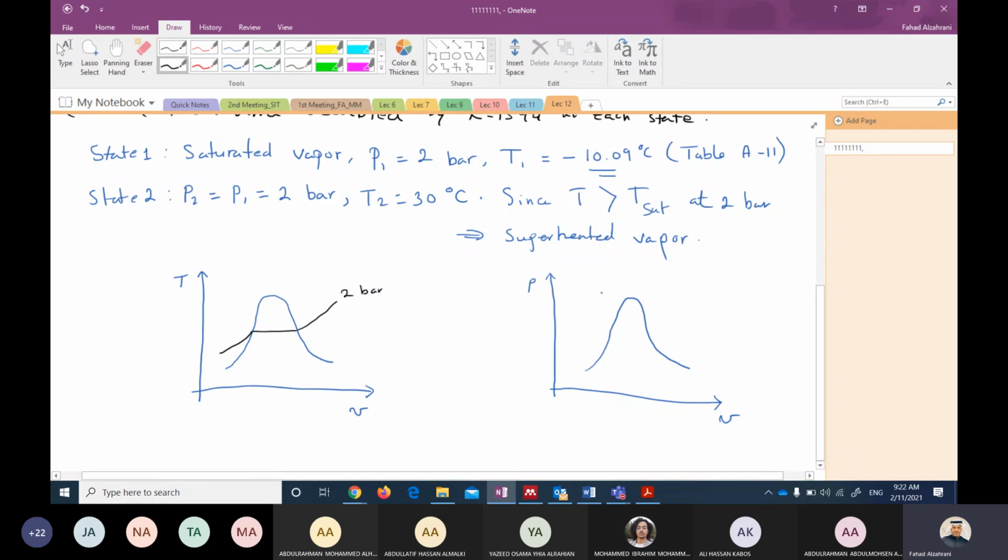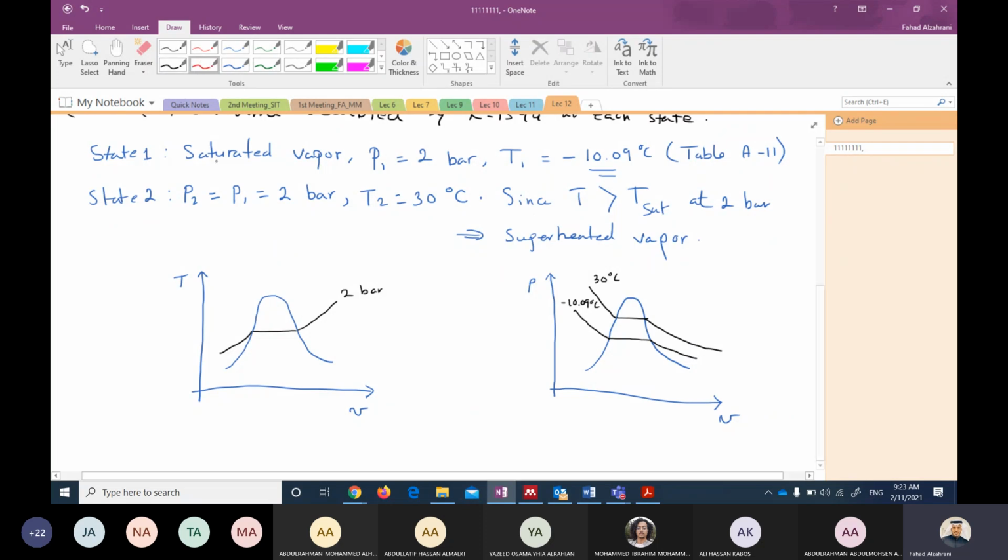And is it decreasing or increasing at single phase? Decreasing. Exactly. So this is the first line, and this is the second line. So this is the 30 degrees Celsius, and this is the minus 10.09 degrees Celsius. Okay, so these are 2 lines.